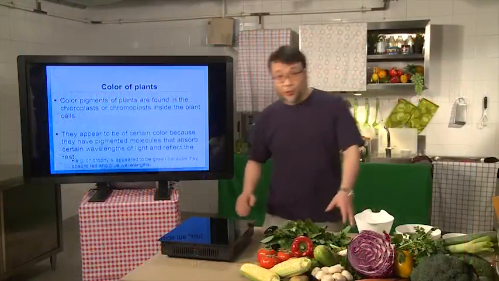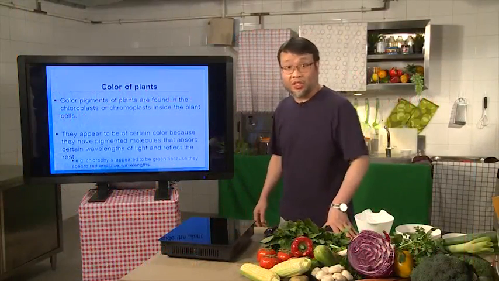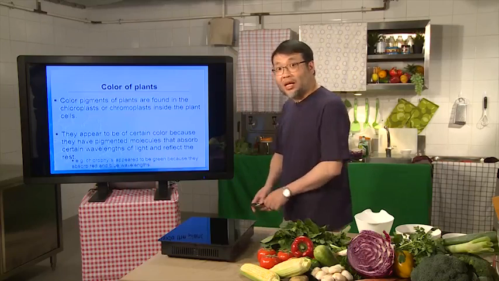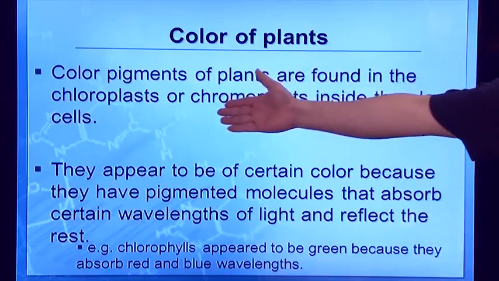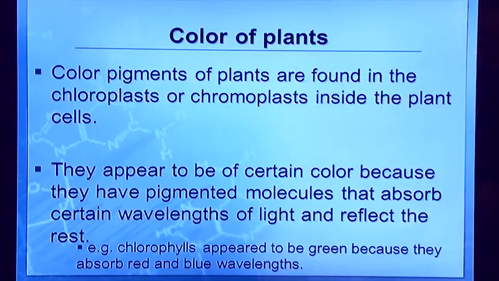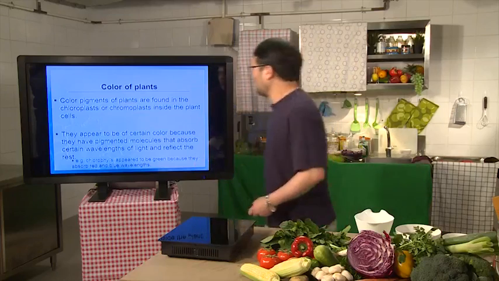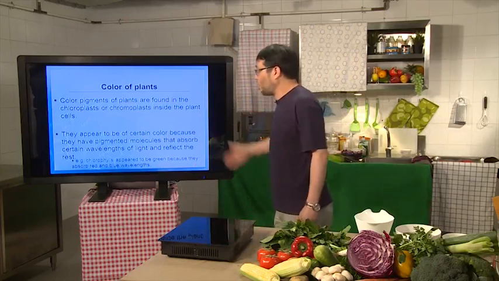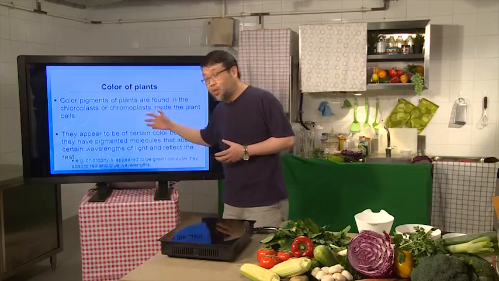Having vegetables and fruits in the dish helps us a lot to generate different colors. So where does that color come from? It is coming from the plant, where they have different kinds of organelles, or small particles inside the cells, which we call chloroplasts or chromoplasts, and of course also in the vacuole.